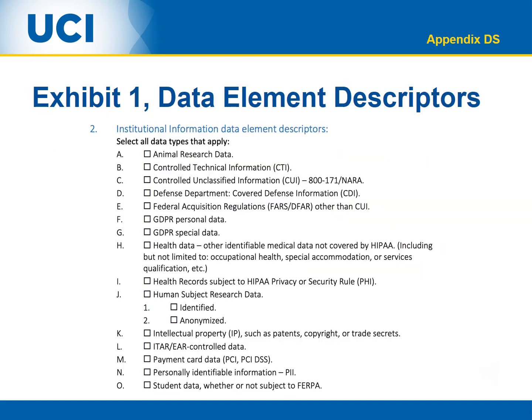So section 2 of Exhibit 1 lists a whole bunch of different types of data here. It's kind of daunting to look at this list. It's alphabetized, but quite honestly, many of these really aren't used that often. So I'm going to go through some of the common ones in a little more detail here.